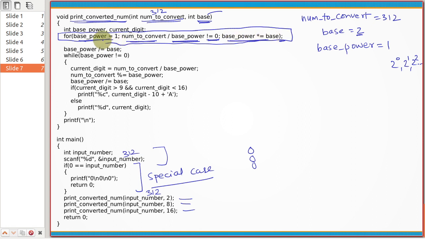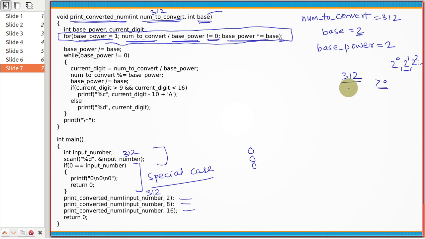During the first iteration, base power is 1. So number to convert, 312, divided by base power, which is 1, will result in something greater than 0, not 0. So there is no body, it will not execute. It will come to this step and base power is equal to base power into base. Base power was 1, so into 2 will be 2. Now we are changing the value of base power to 2 raised to 1.